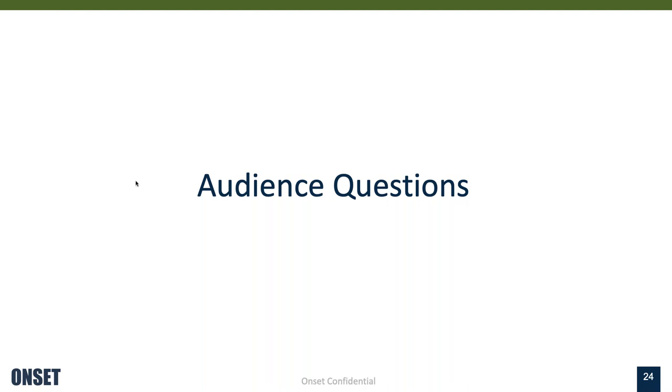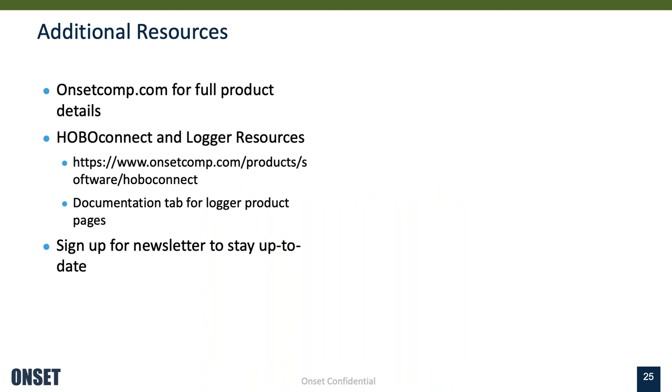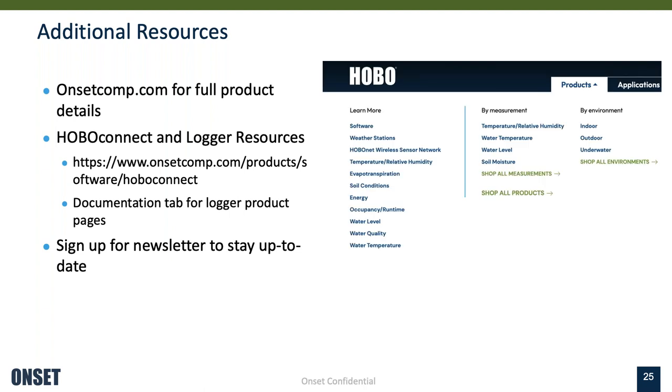So I think that's a good stab, and I know we're running out of time for this webinar, so I'll pop back over and just point out some additional resources that we have here. So onsetcomp.com is our main website that really offers some full product details. There's a HOBOconnect page that you'll find in the software section. There's also a documentation tab on all of our logger product pages. This is going to tell you what software to use. It's going to explain which features these loggers have, and it can be a really great place to start answering your questions. Again, as Mike said before, it's not a novel. You don't need to read it back to front, but it's really great reference material for answering your questions.